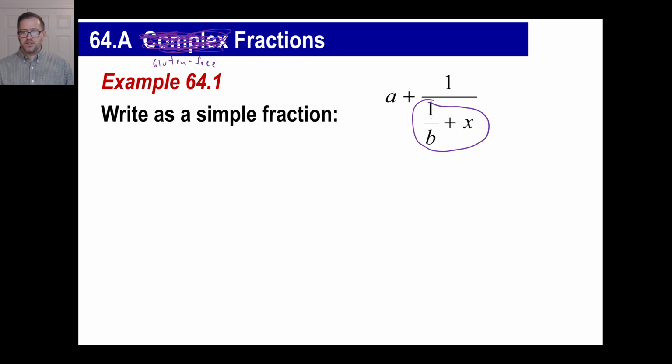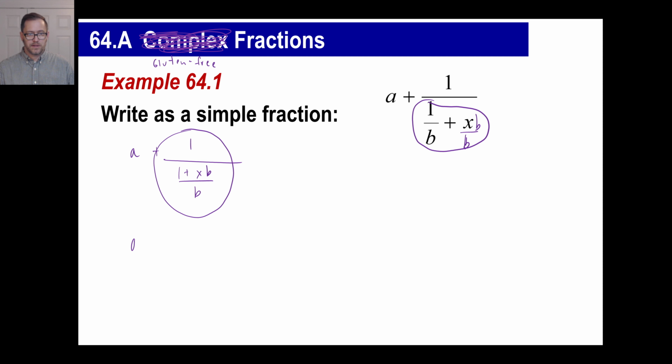Which means we're going to have 1 over b plus x over 1. Obviously the common denominator is b, so that'll be a b down here and an xb. I always like to rewrite these, I can see it better. So I have 1 over 1 plus xb over b, my new fraction. Now I've got a fraction divided by a fraction, so I just flip it and I multiply.